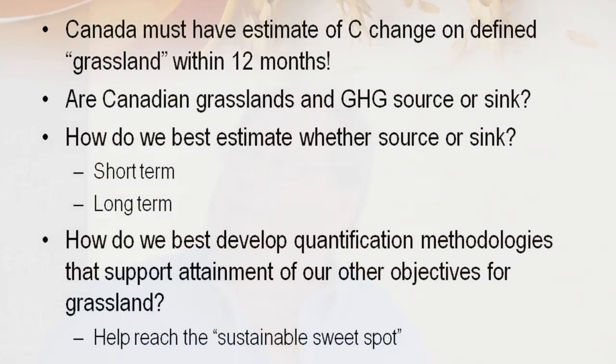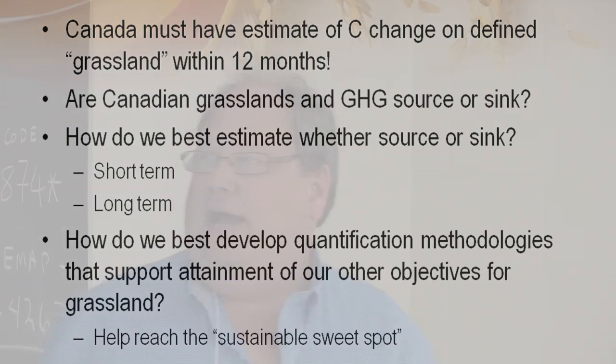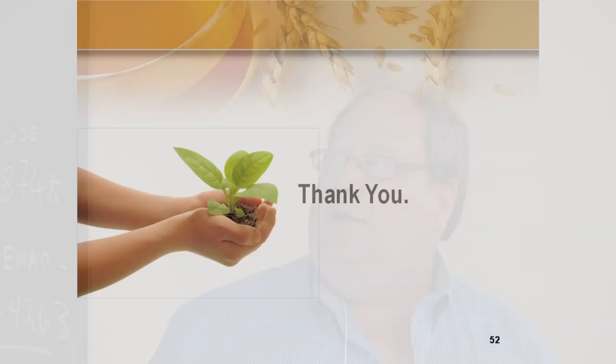And how do we best estimate whether it's a source or sink? We have some short-term things. What could we do in the short term? How do we build something in the longer term that will provide a better basis for managing our grassland? Whatever these quantification techniques are, we want to support other objectives. If we can build these systems of categorization and monitoring in ways that help us reach a stable sweet spot, then we've obtained real value out of our investment. Thanks.